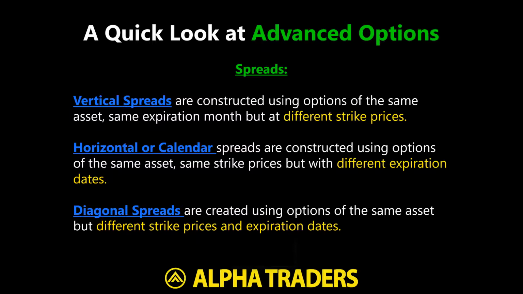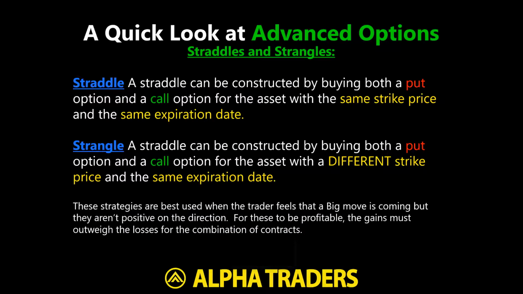Now, a horizontal spread, or commonly called a calendar spread. These are constructed using options of the same asset, again, AMD, with the same strike price this time. So let's say $90 call with different expiration dates. So I'll get the November 20th, 2020, and then let's say I'll get one in December of 2020, both at $90. And then diagonal spreads are created using options of the same asset, but different strike price with different expiration dates. All right, now straddles and strangles.